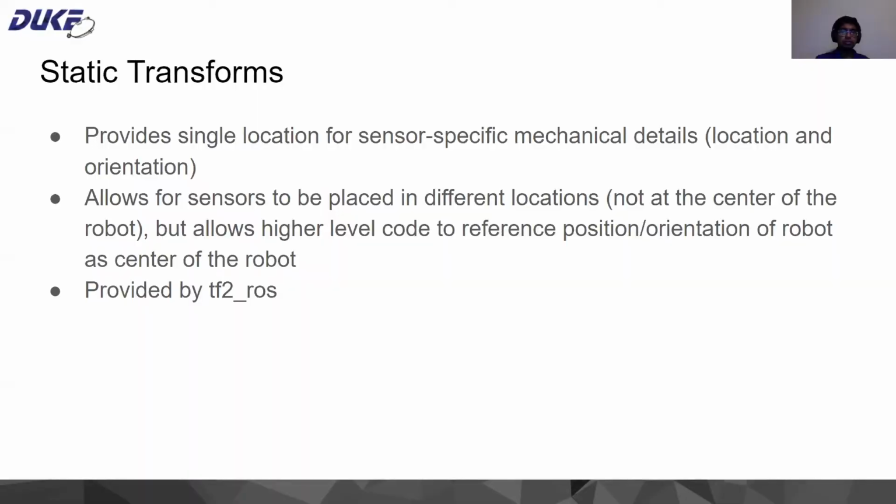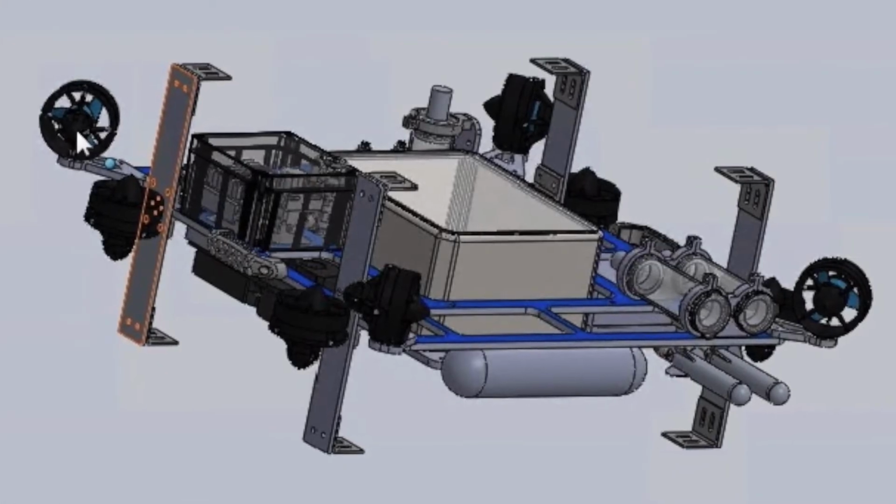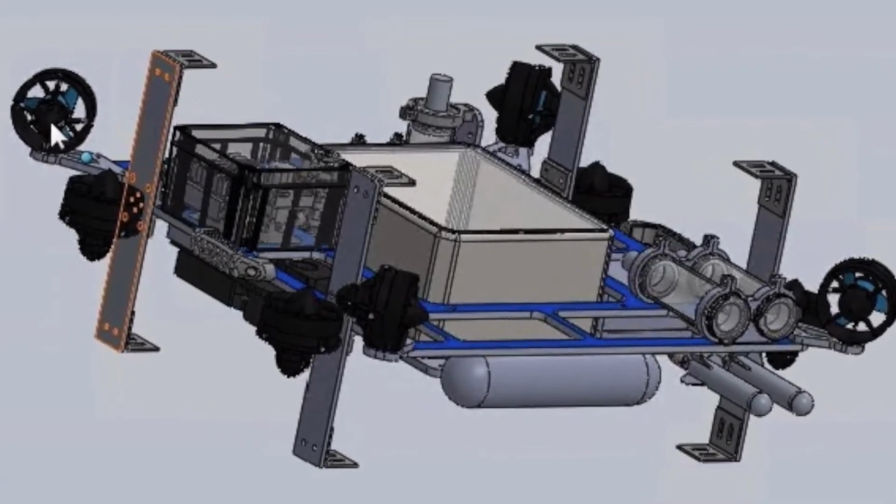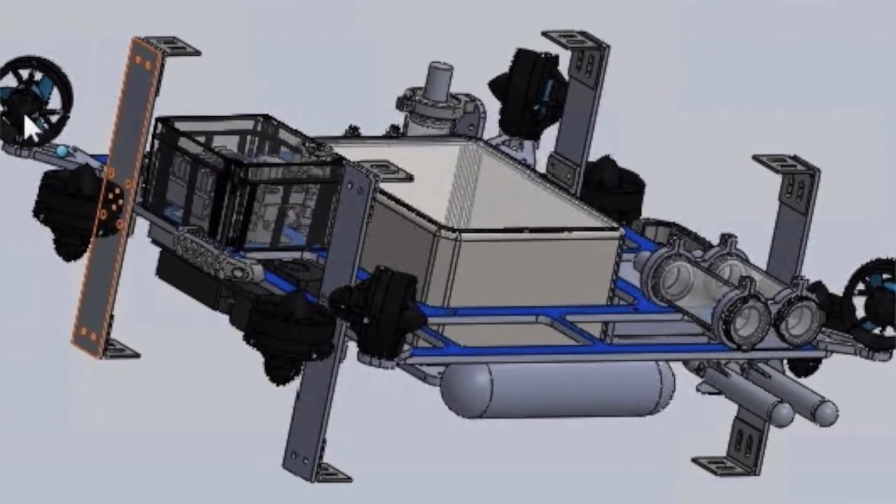We use static transforms extensively in our state estimation subsystem. Our static transforms package is the sole location of mechanical details about the robot, including the location and orientation of the sensors. This means we can place sensors in whatever position and orientation we want, and we only have to change the values located in this package.